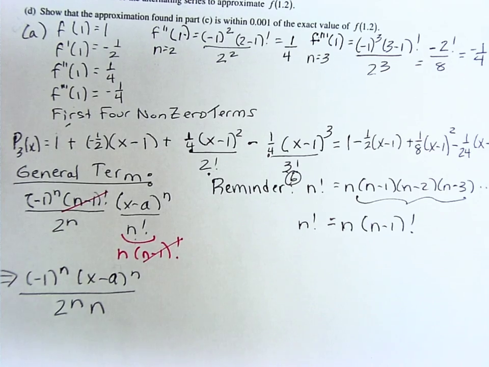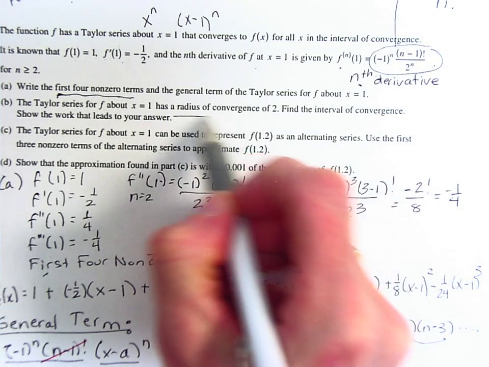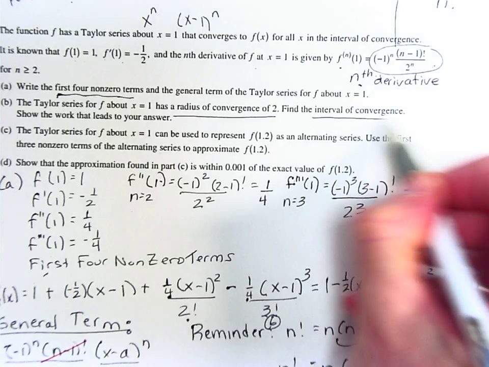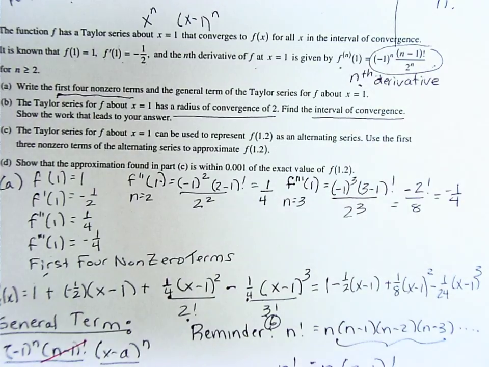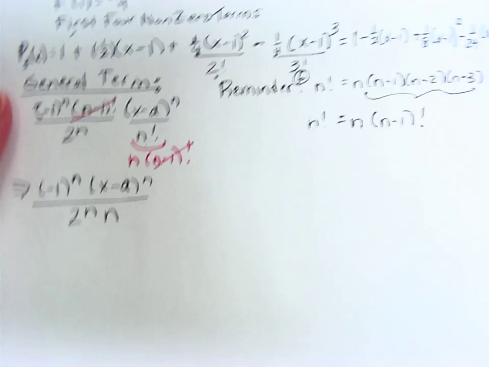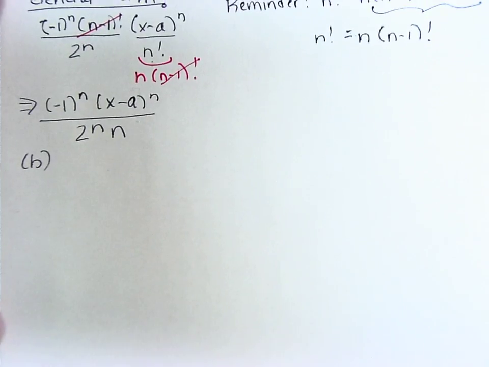So moving on to the next question: the Taylor series for the function f about x equals 1 has a radius of convergence of 2. Find the interval of convergence. Show the work that leads to your answer. Now, I'm going to show you the way we do it, and then I'm going to show you a different way. That's kind of a shortcut, but I like using the way we learned, but really on the exam, this shortcut will work.